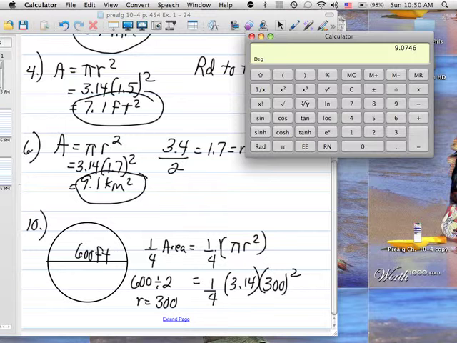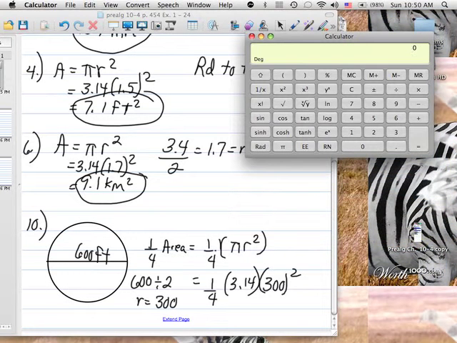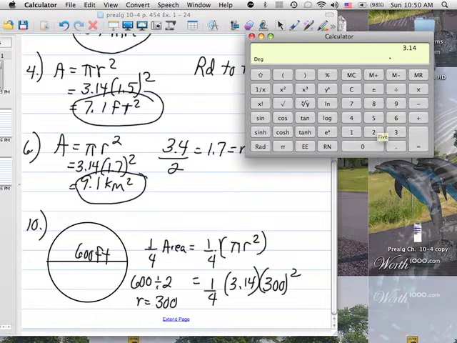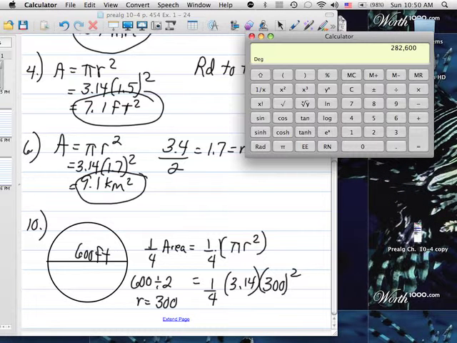Nice problem for a calculator. 300 squared, whoops, clear that out, 300 squared times 3.14, and taking 1/4 of something is the same as dividing it by 4.